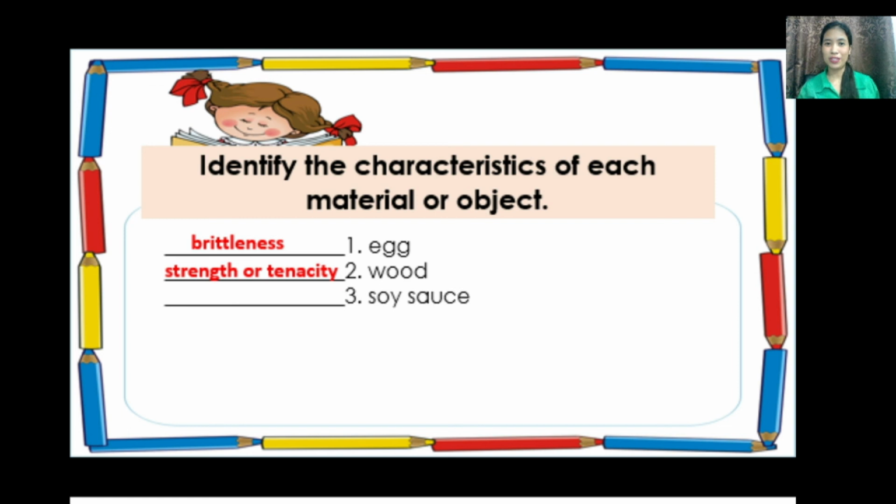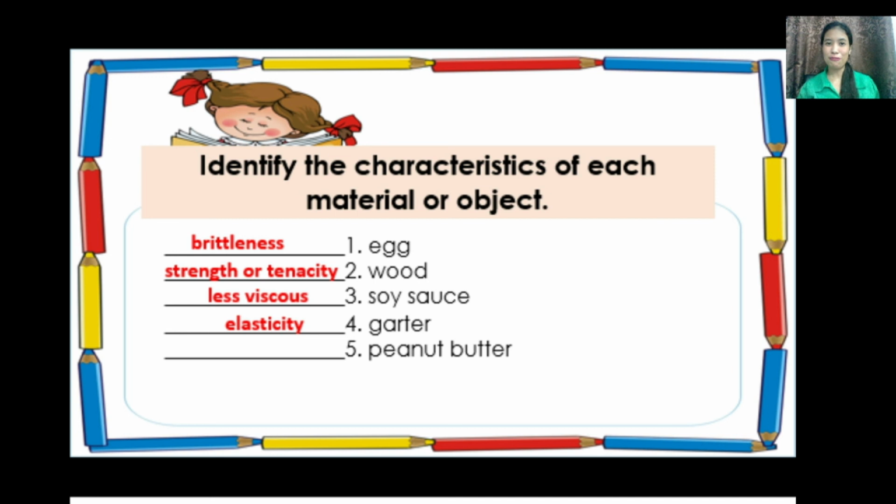How about the third one, the soy sauce? How does it flow? Easily. So that is less viscous. How about the fourth one, a garter? So a garter can be stretched. And the characteristic of it is elasticity. How about the fifth one, the peanut butter? It flows very slowly, therefore that is viscous. Did you get it? Is there any question?